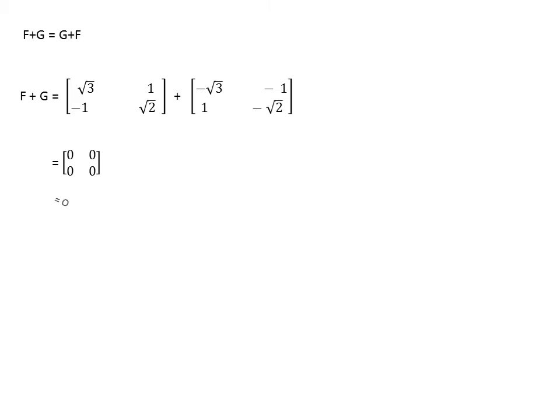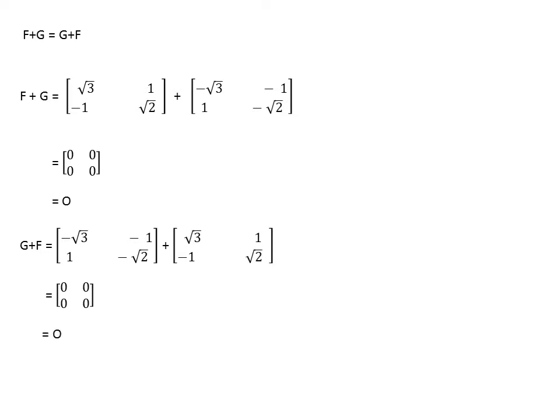Now we will solve the right hand side. For this we can write G plus F equal to elements of matrix G plus elements of matrix F. Here again, corresponding elements of both these matrices are added. When we add minus under root 3 and under root 3, it will give us 0. Similarly, when we add minus 1 and 1, it will also give us 0. In the same way, the addition of all corresponding elements will give us 0 as a result. Here we can see that the sum of the matrix G and matrix F is also a 0 matrix.